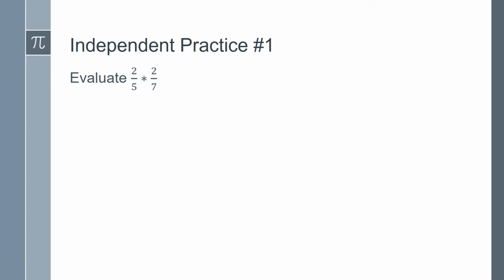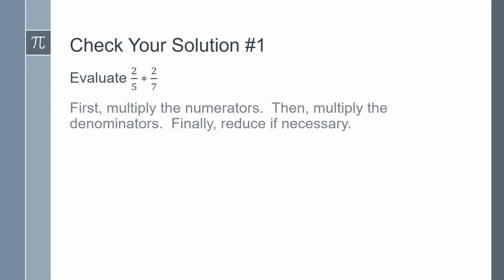Independent practice number 1. Evaluate 2/5 times 2/7. Now is a good time to pause this video and work on this problem if you have not done so already. The first thing that we'll need to do is to multiply the numerators, followed by multiplying the denominators. At the end, we will reduce if necessary.